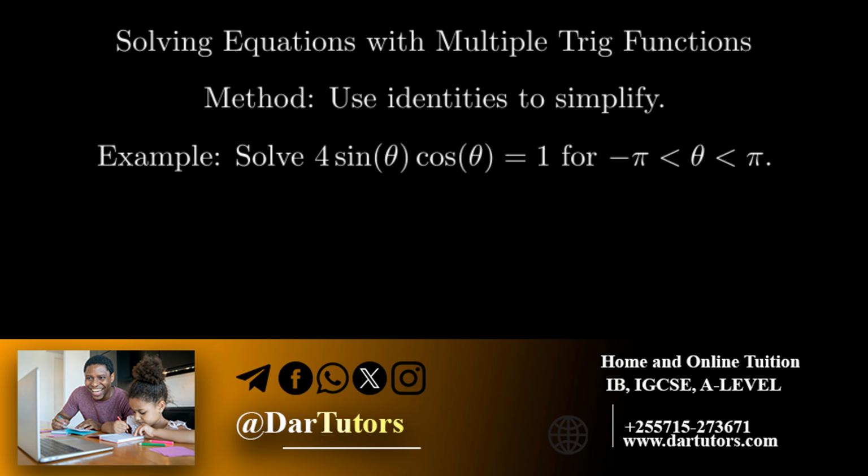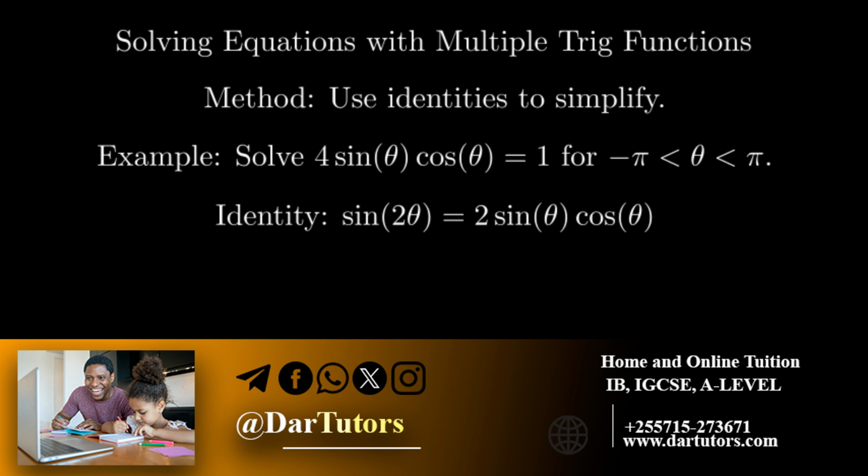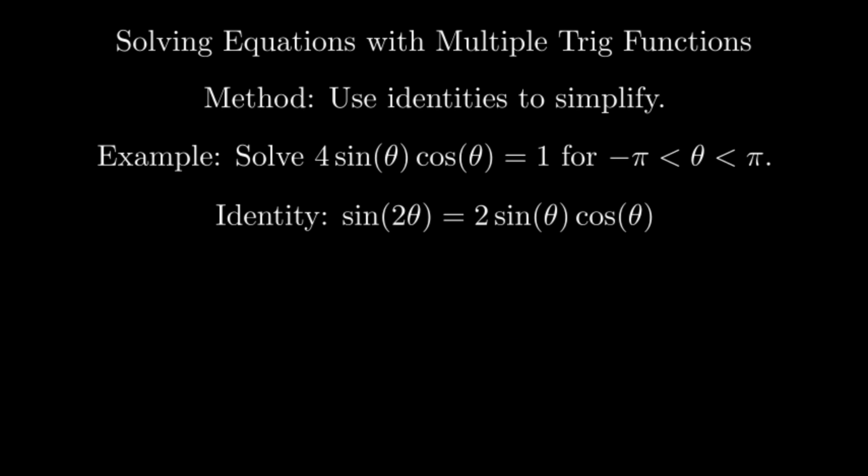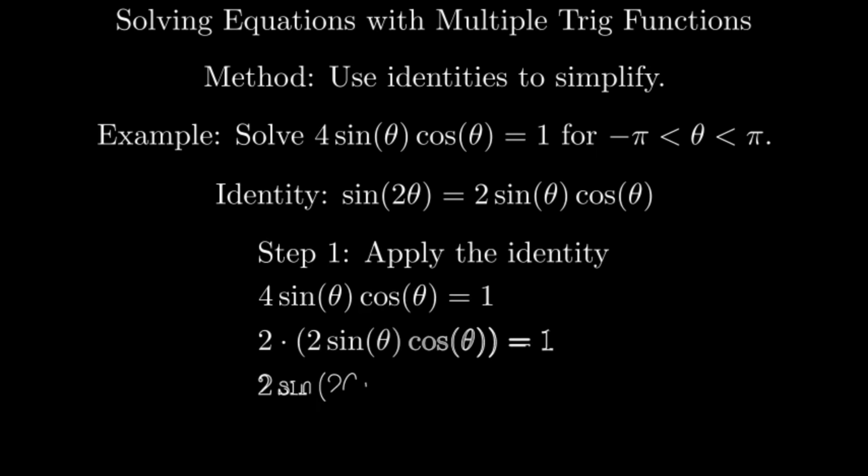The expression sine theta cosine theta should remind us of the double angle identity for sine. Recall that sine of 2 theta is equal to 2 times sine theta cosine theta. We can use this to simplify our equation. We can rewrite 4 sine theta cosine theta as 2 times the quantity 2 sine theta cosine theta. This allows us to substitute sine 2 theta, giving us 2 sine 2 theta equals 1. Dividing by 2, we get sine 2 theta equals 1/2.